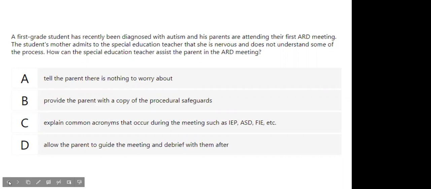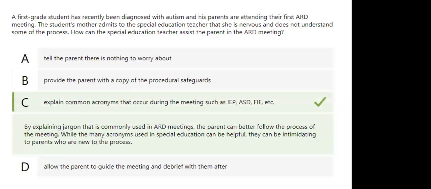Or C, is the special education teacher going to explain common acronyms that occur during the meeting? Or is the special education teacher going to allow the parent to guide the meeting and debrief them afterwards? Hopefully not. The correct answer would be C.